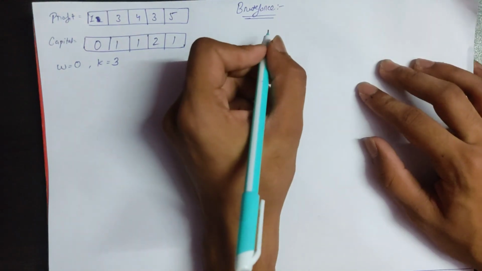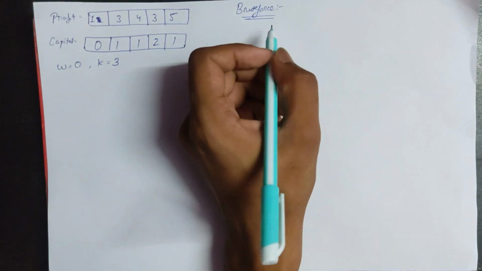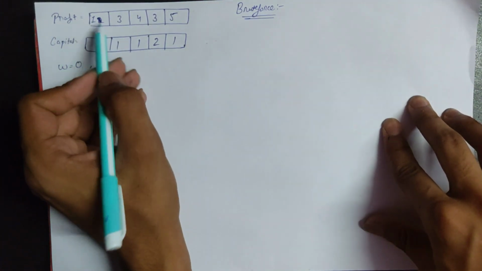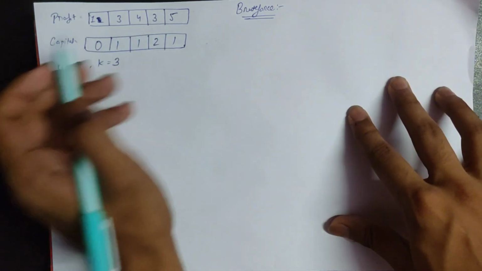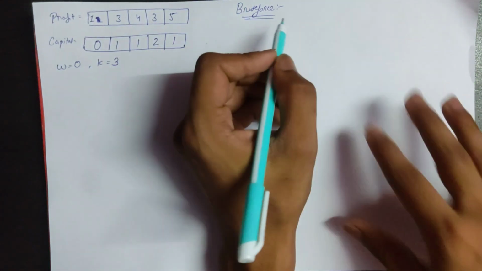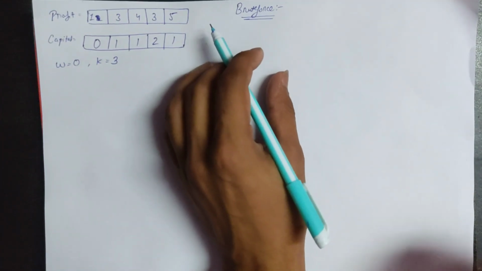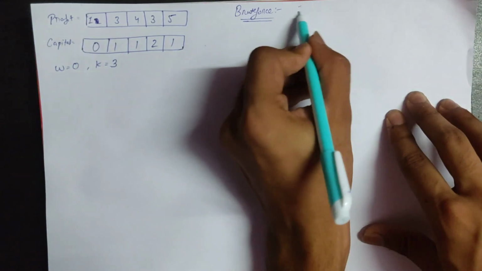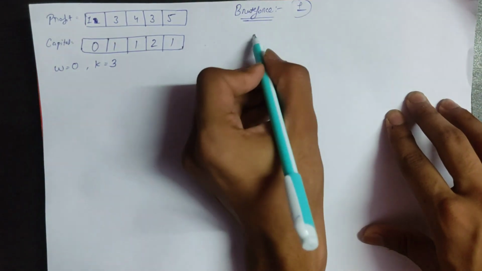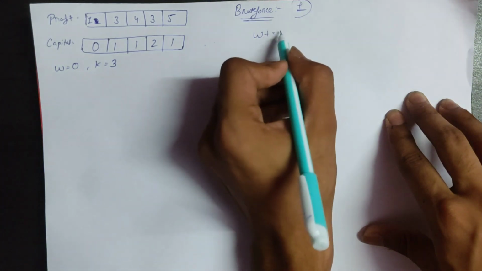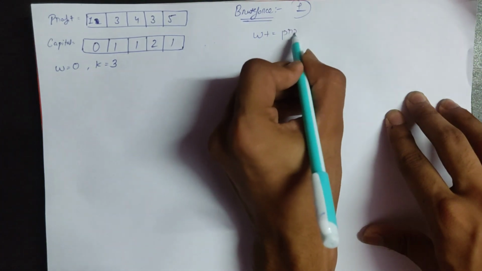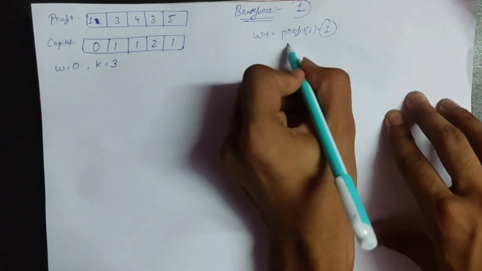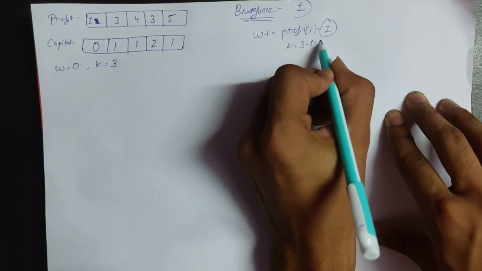Now let's first understand the brute force approach to solve this question. As we have K equals 3, we will find 3 profits, the maximum profits we can take. As initially W equals 0, we will find those profits which we can get with the initial W equals 0. So we can find only one profit, which is 1, and now we will add this to our initial value. So W equals W plus profit of I, which equals 1. Now K will be decremented, so K will be 2.